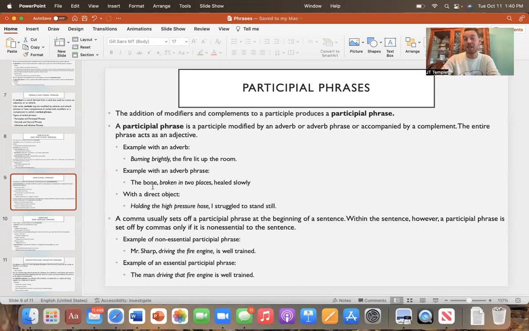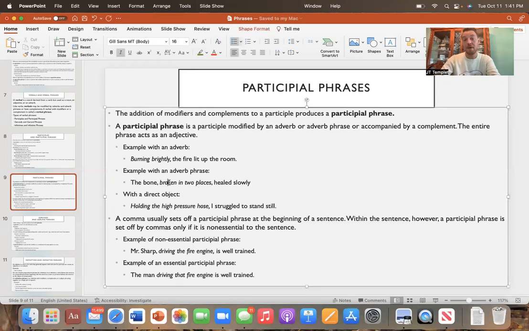Example with an adverb phrase, the bone broken in two places healed slowly, right? This is describing bone. The full thing is broken in two places because we've got the participle and then the prepositional phrase behind it, all working together to describe bone. And then we have the verb healed. How did it heal? Slowly. And with a direct object, holding the high pressure hose, I struggled to stand still.